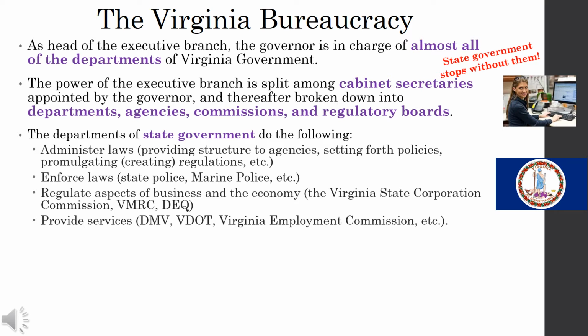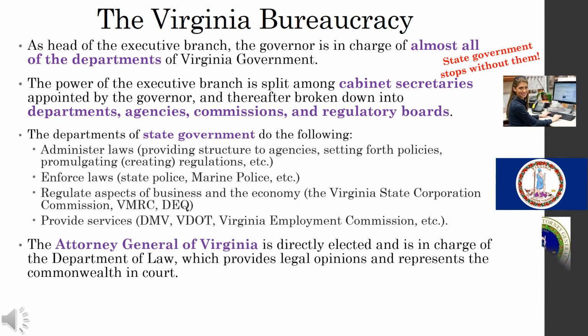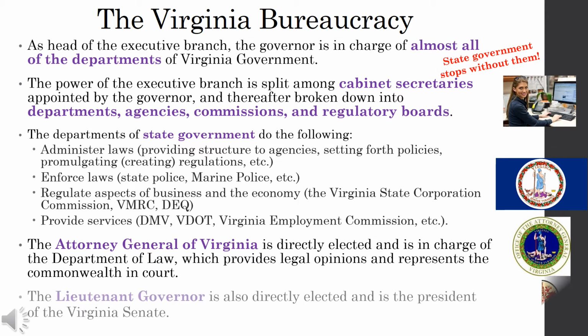And the governor is not the only state official elected by the people. The Attorney General of Virginia is directly elected and is in charge of the Department of Law, which provides legal opinions and represents the Commonwealth in court. In other words, the Attorney General is the state's top lawyer and state's top law enforcement officer. And the lieutenant governor is also directly elected and is the president of the Virginia Senate. If something happens to the governor, the lieutenant governor would become governor. That's it for this lecture, and I look forward to seeing you in class.